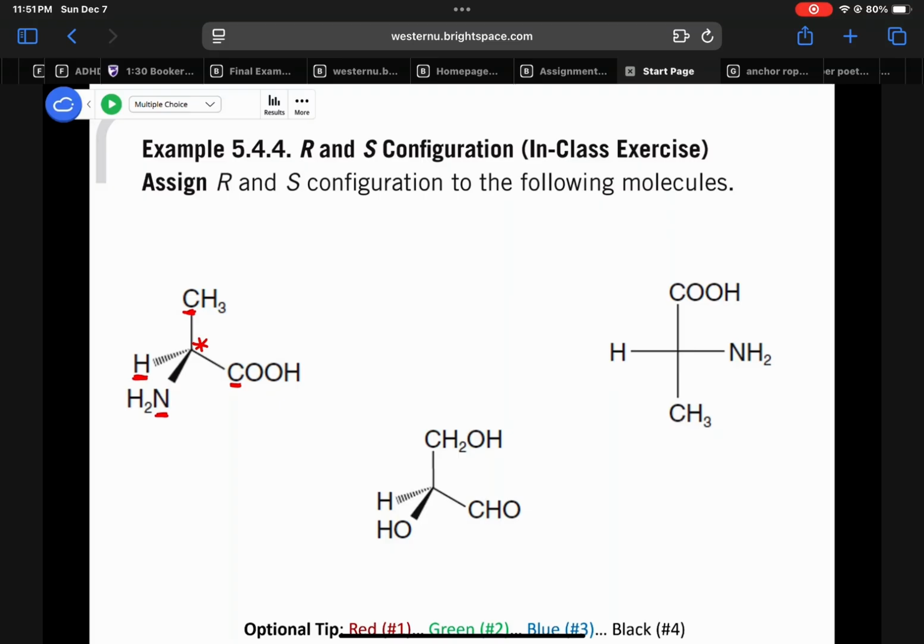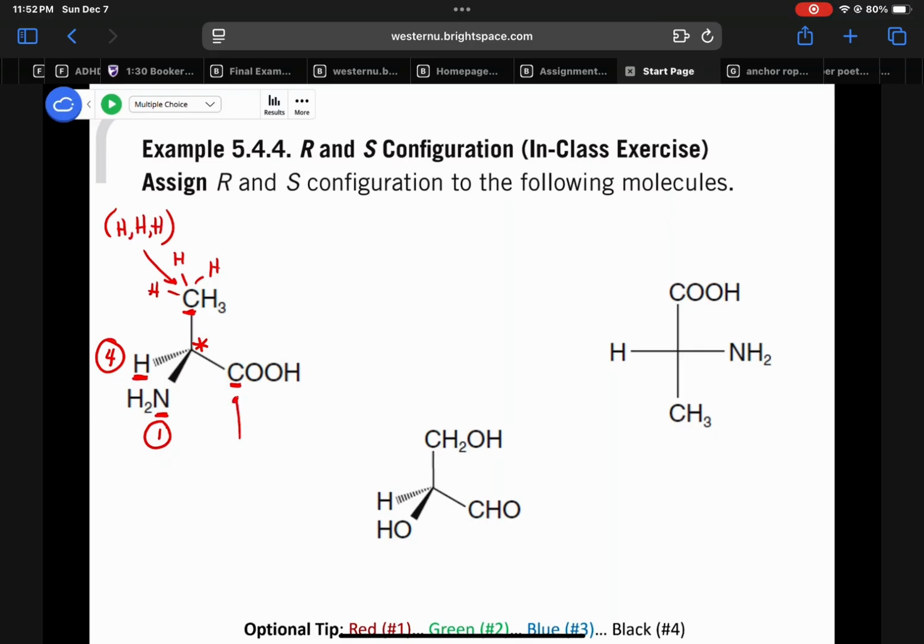Assigning EZ rules, I look for highest atomic number directly attached. So I'm deciding between nitrogen, carbon, and hydrogen. Nitrogen has the highest atomic number. Carbon ties. Hydrogen has the lowest atomic number. Guess what? Hydrogen is always going to have the lowest atomic number. Hydrogen, if it's one of the substituents, is always going to be number 4. So then I have to decide between carbon and carbon. Well, the top carbon is connected to 3 hydrogens, so I could make its priority list as H, H, H, as we did in EZ.